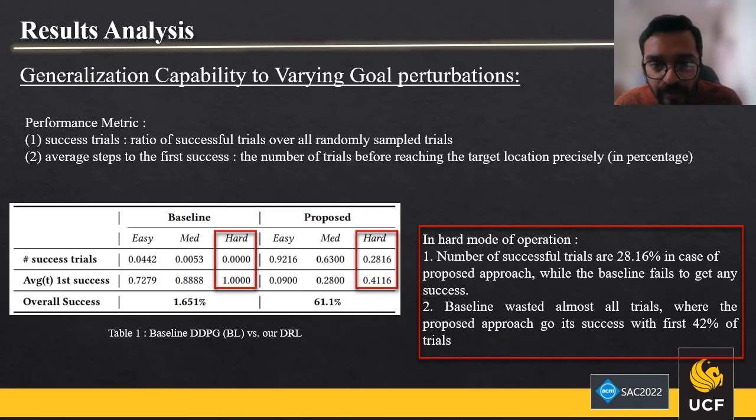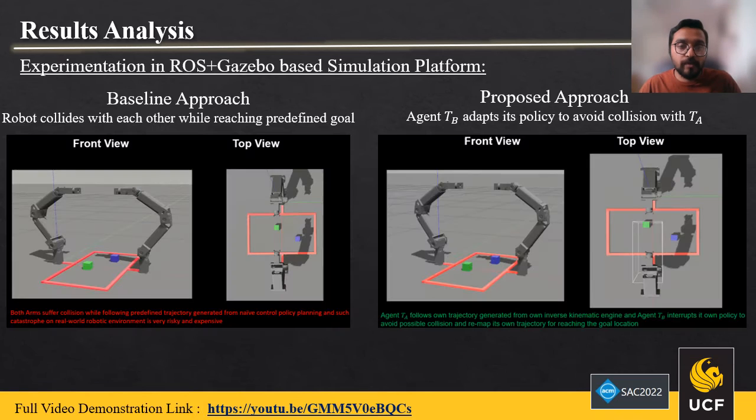close between two goal locations, the baseline could not get a single success and it wasted all of the trials. Well, the proposed approach gets 28.16% success and it wasted 42%, but still it gets a success, which is better than the baseline.